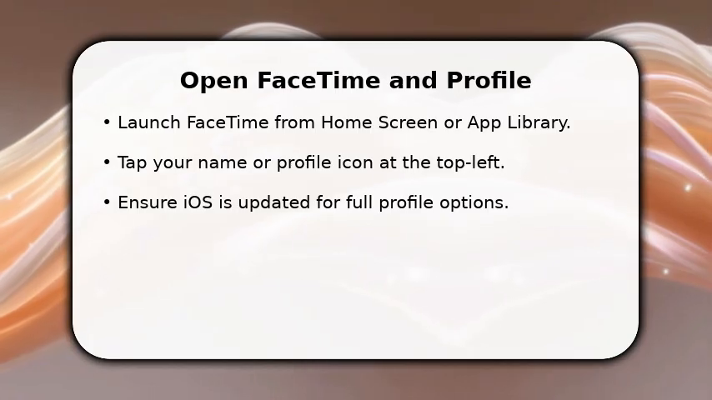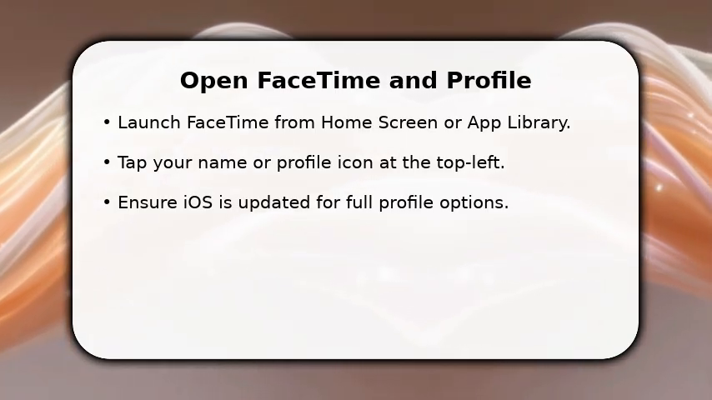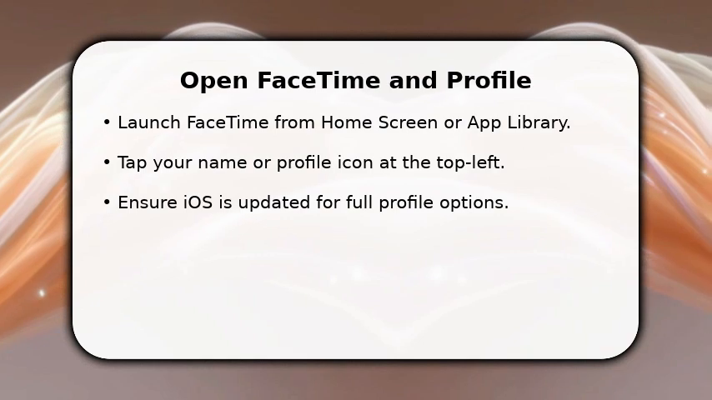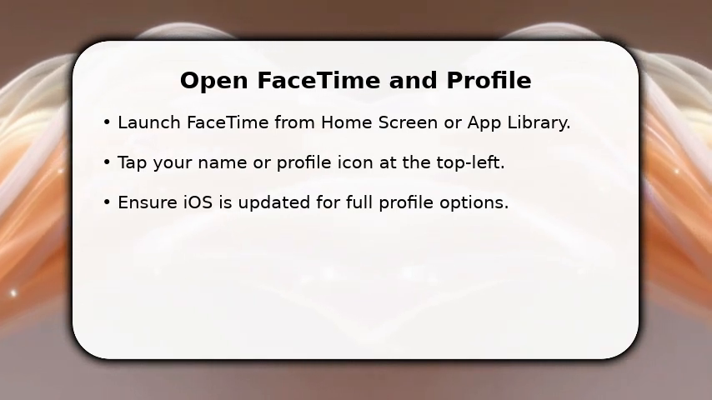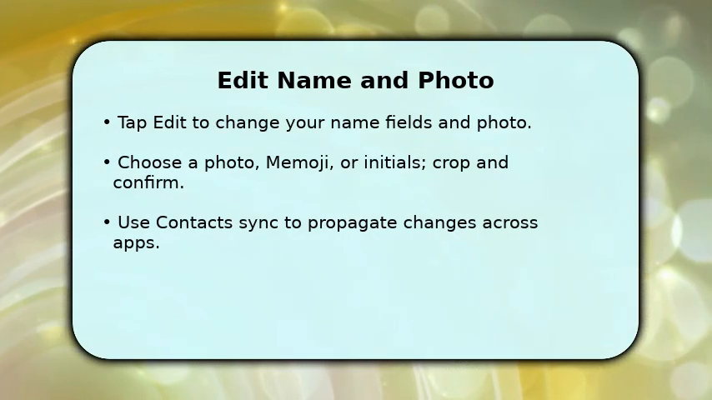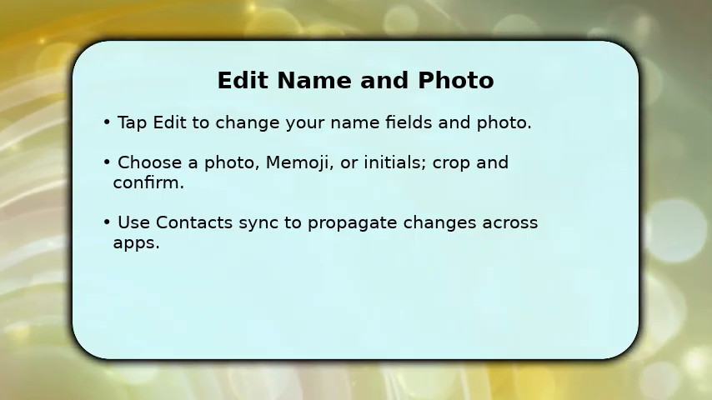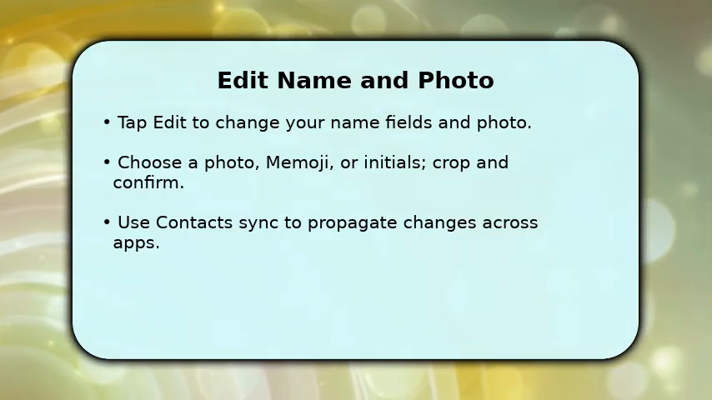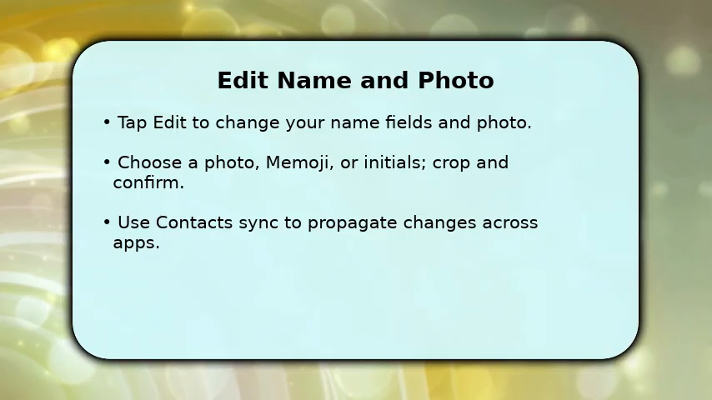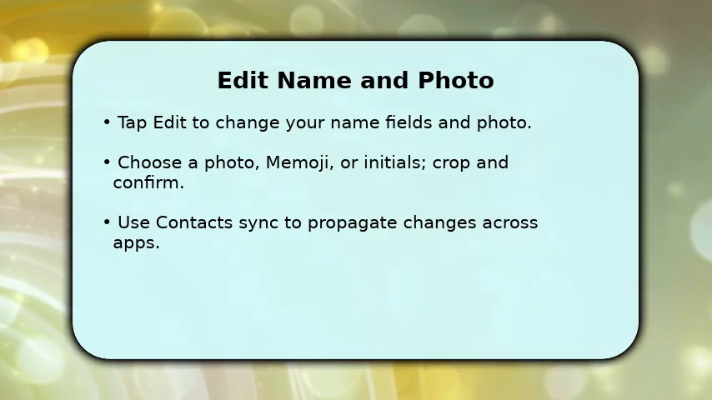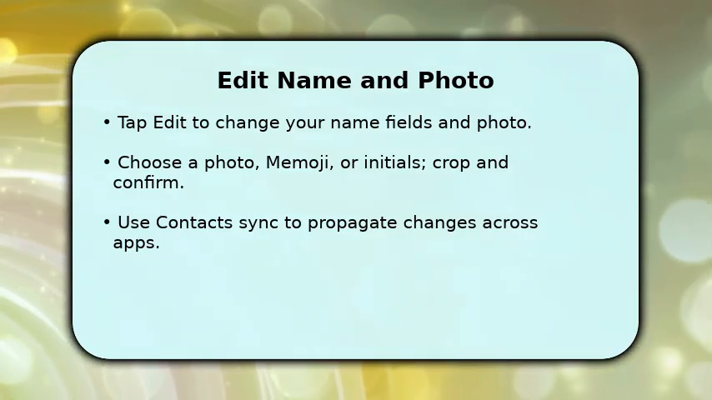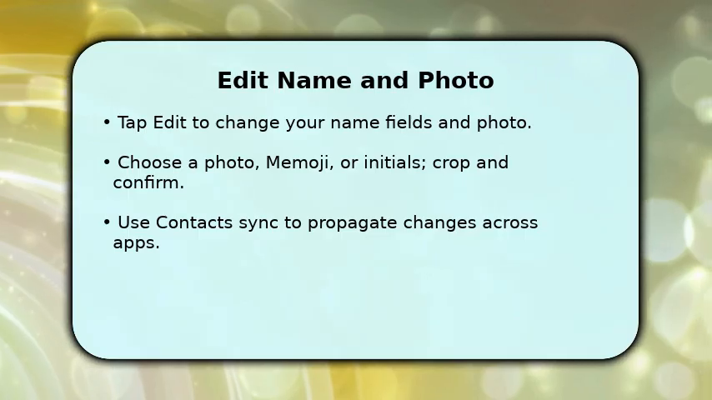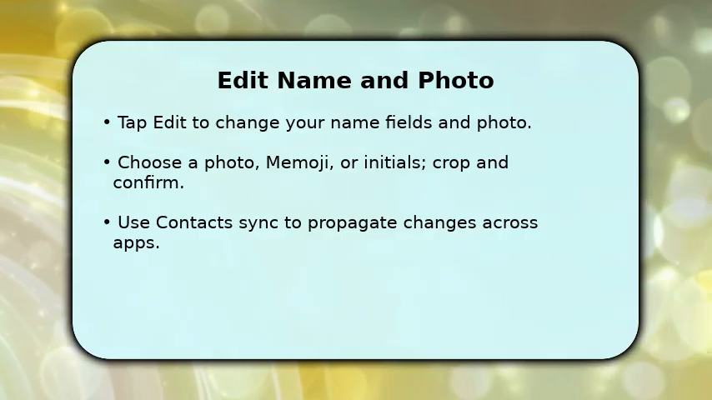Now tap Edit beside your name or photo to begin the actual update process, and choose the element you want to change. You now edit the name and photo. Tap Edit on the profile screen to change first and last name fields and to replace the photo. When you pick a photo, you can choose from photos, take a new one, or use some emoji, crop and position so the face is centered, then tap Done to commit.